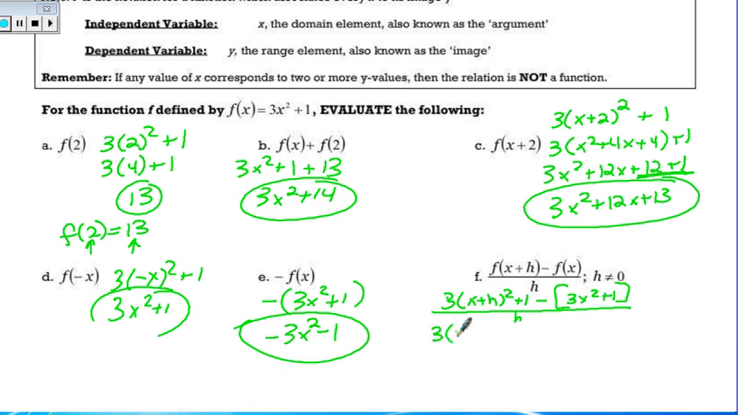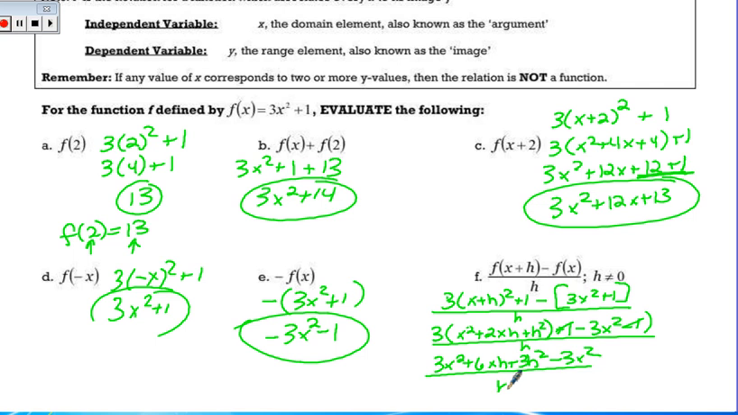So it's going to be 3 times (x squared plus 2xh plus h squared) plus 1 minus, and I'm going to go ahead and distribute now, 3x squared minus 1. Here the 1's cancel out. All this is still over h. Let's distribute the 3: plus 6xh plus 3h squared minus 3x squared, still all over h. Now the 3x squareds are going to cancel.